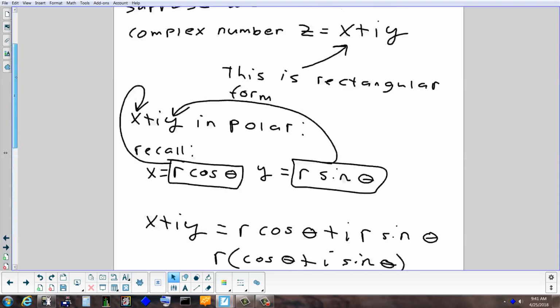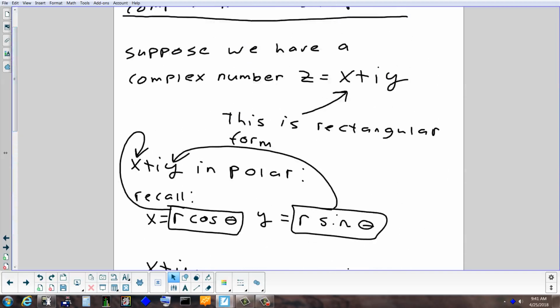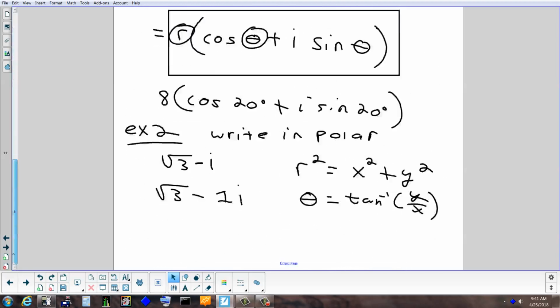Which one is x and which one is y? I put it right up here for you. The first number is x. The second number is y. And remember, if there's a negative in front of that number, that's a -1. Okay?